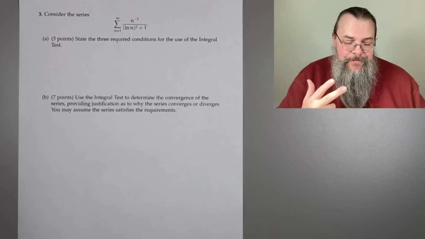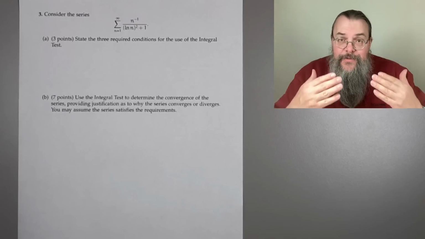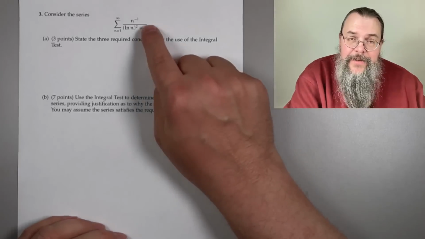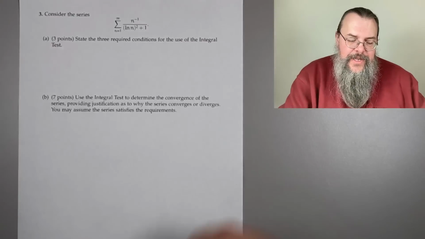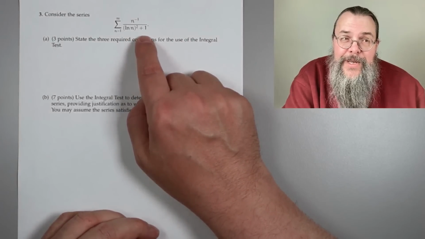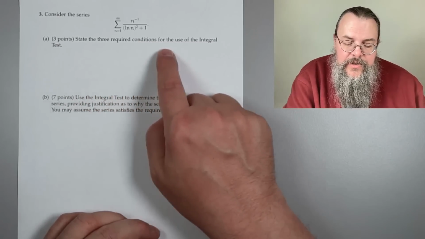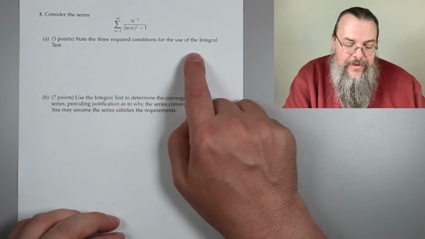Number 3. Consider the series. We're going from n equals 1 to infinity, and n to the minus 1 means it's like a 1 over n upstairs, and downstairs (log n) squared plus 1. Okay, part A. State the 3 required conditions for the use of the integral test.